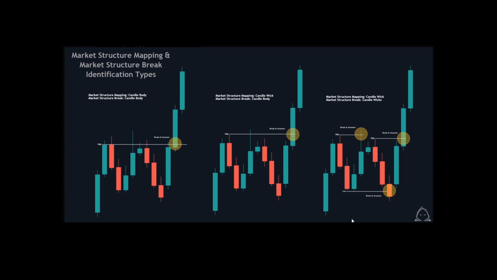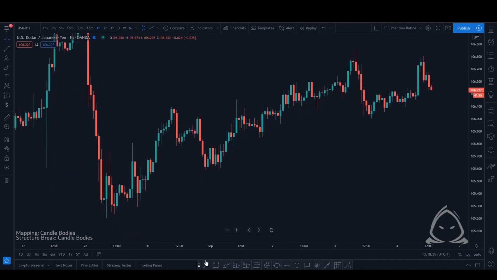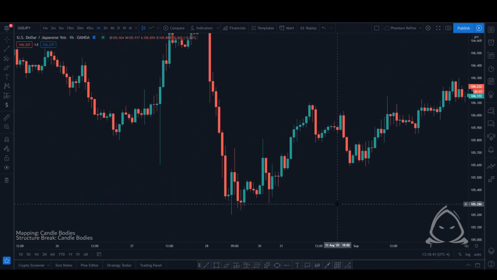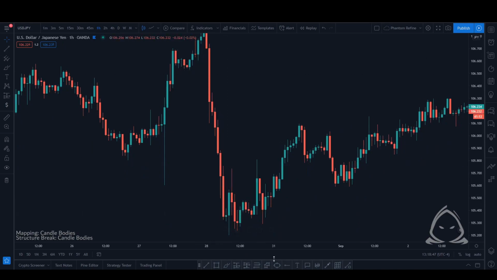And in type number 3, we're going to be mapping market structure using wicks, and we're going to be identifying breaks of structure also using wicks. So let's take a look at an example on US dollar Japanese yen, and we will start by using identification type number 1. We'll start with this bit of price action. We'll ignore this amazing drop that we've seen earlier today and just focus on the most recent price action, because the concepts still remain the same.